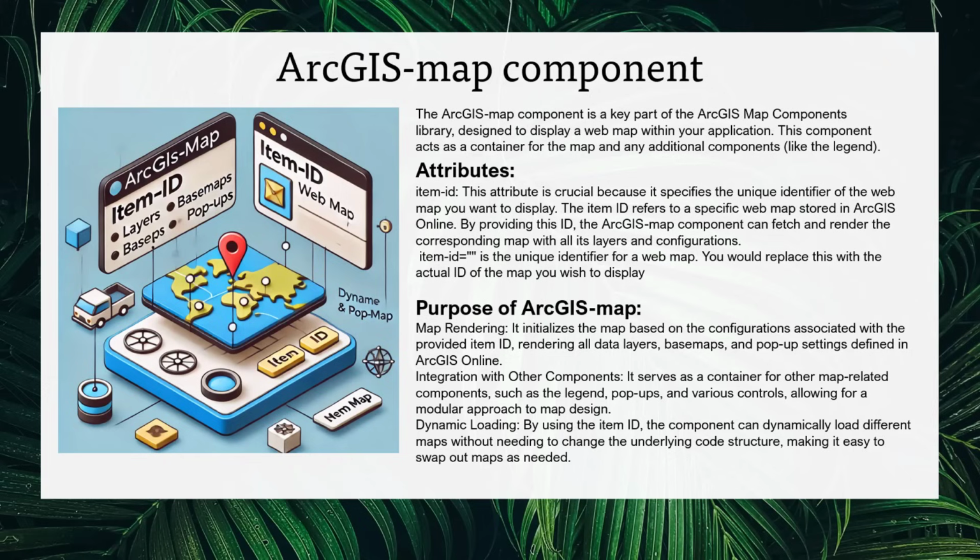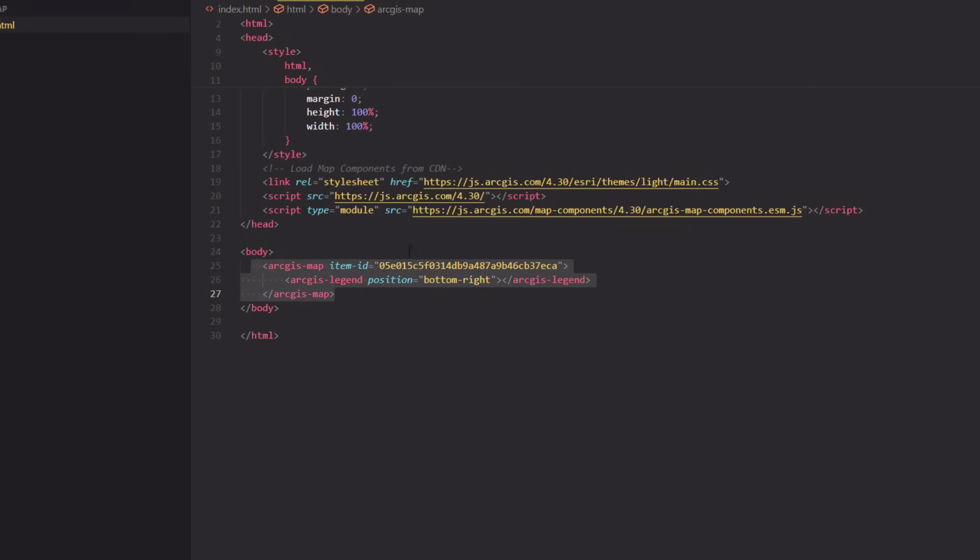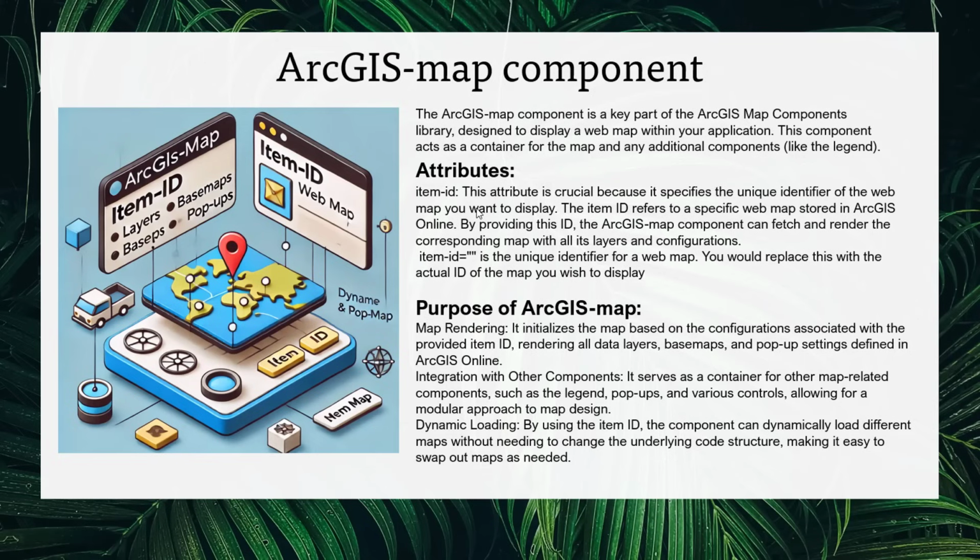Attributes. Item ID. This attribute is crucial because it specifies the unique identifier of the web map you want to display. The item ID refers to a specific web map stored in ArcGIS Online. By providing this ID, the ArcGIS map component can fetch and render the corresponding map with all its layers and configurations. Item ID is the unique identifier for a web map. You would replace this with the actual ID of the map you wish to display.